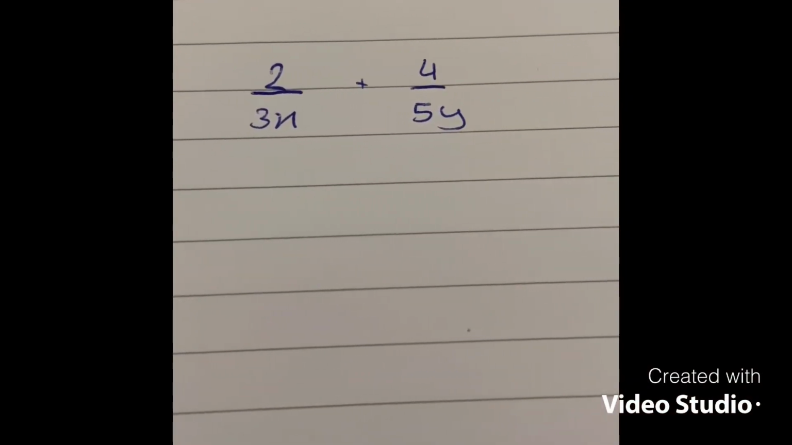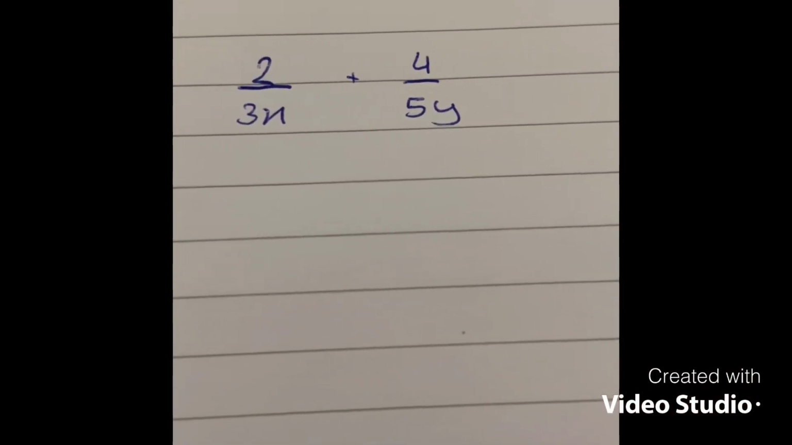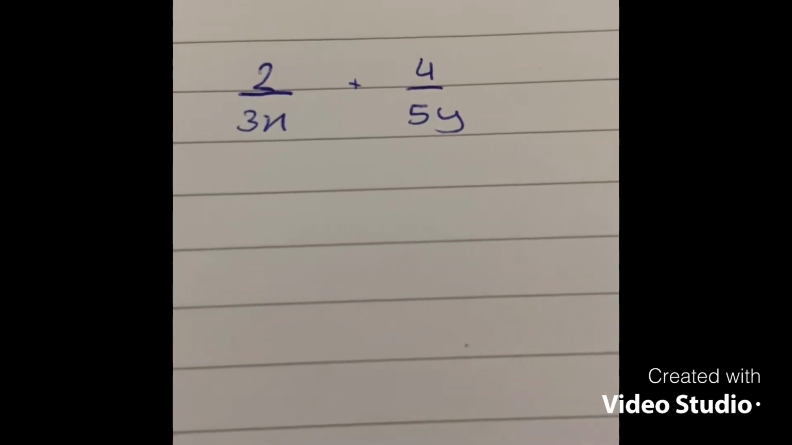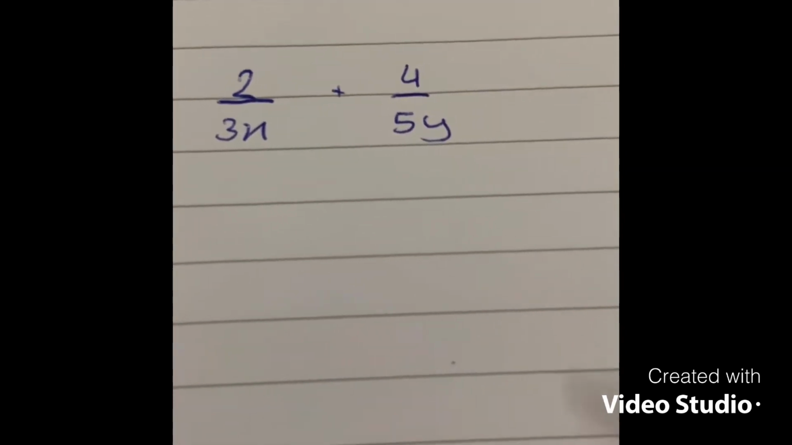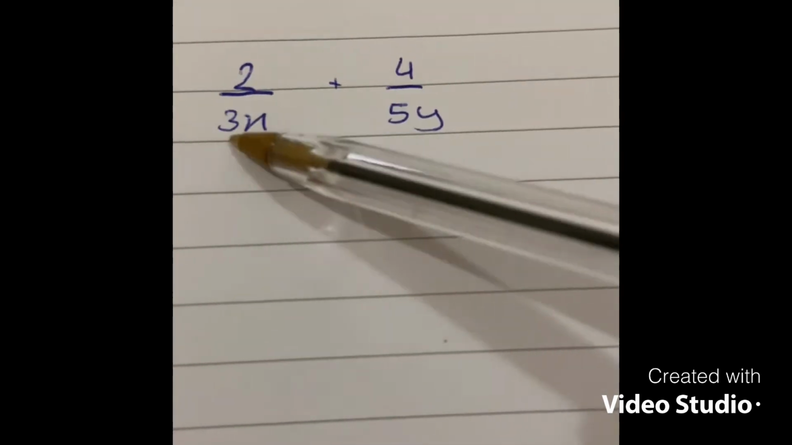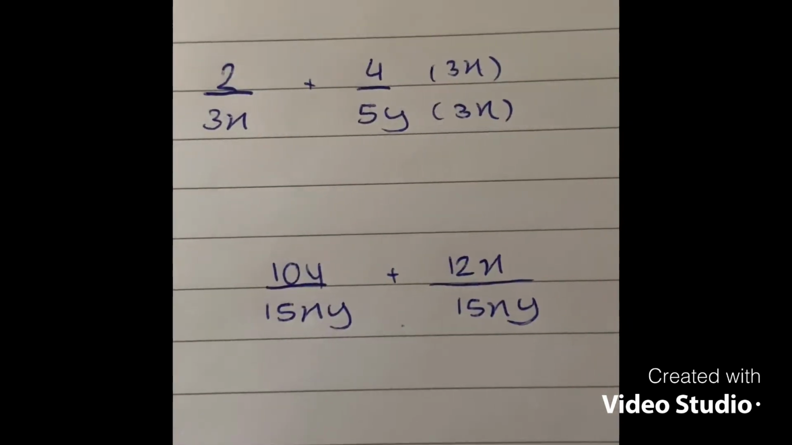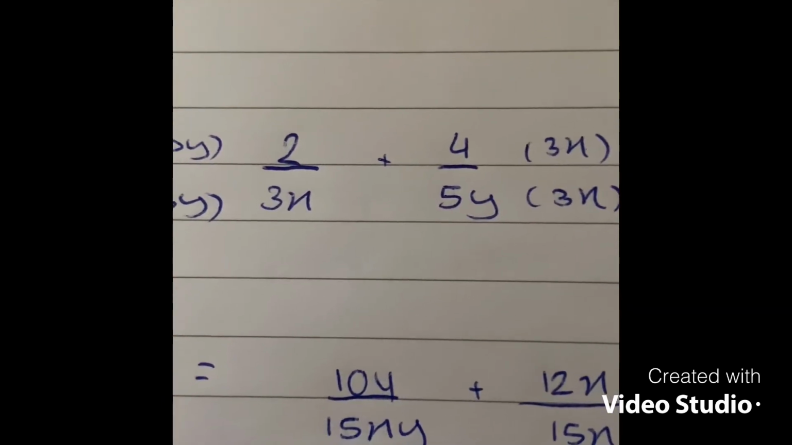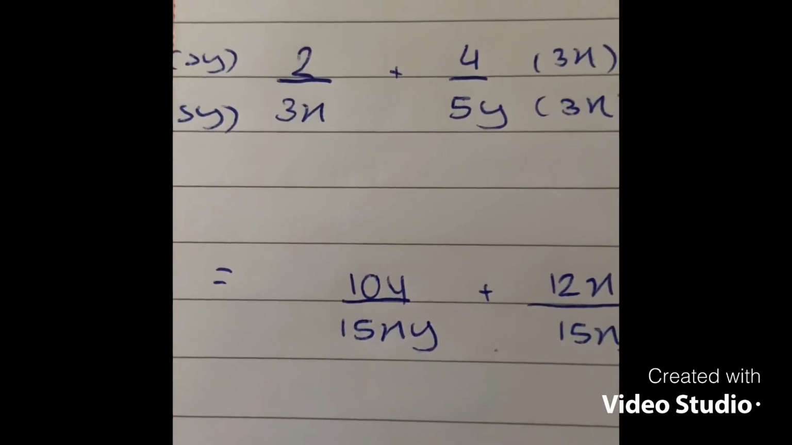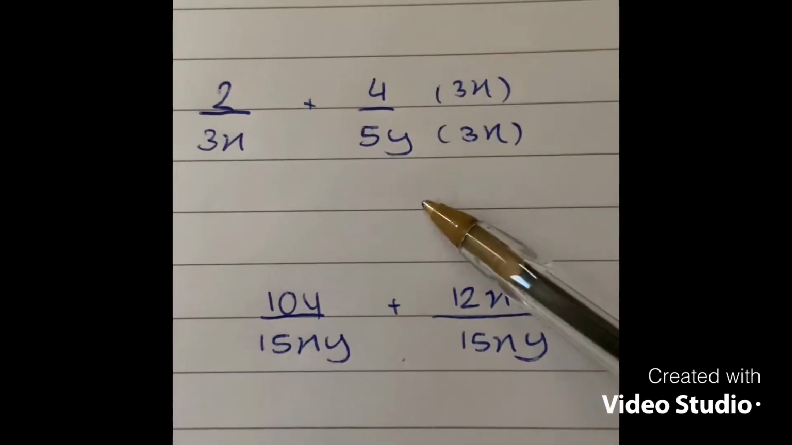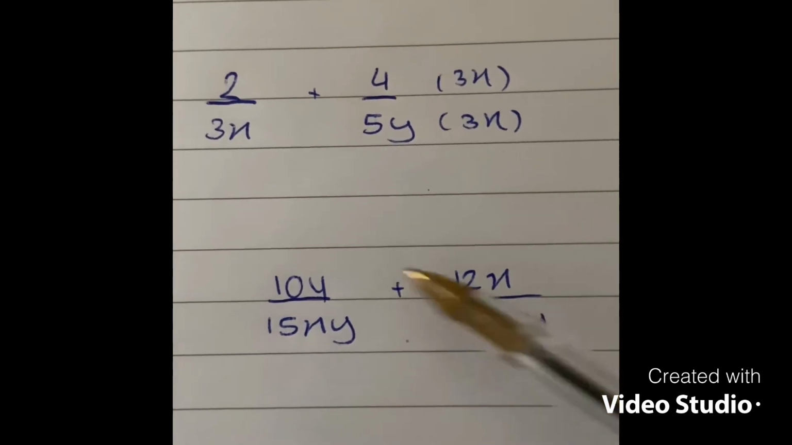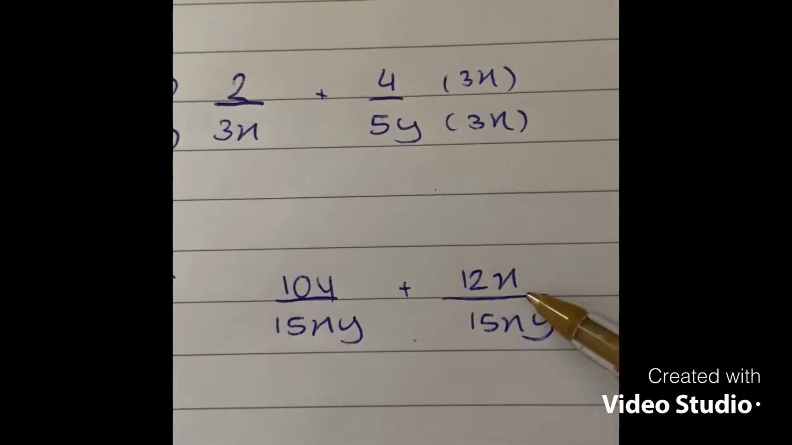So I'm going to use this to illustrate what partial fraction decomposition means. In order to add these two, we have to get the same denominator. So times by 3x here and times by 5 here, 5y over here. Once you multiply both sides, you get 10y over 5xy, and then 4 times 3, 12x, 5 times 3, 15xy. So now you have a common denominator for both.